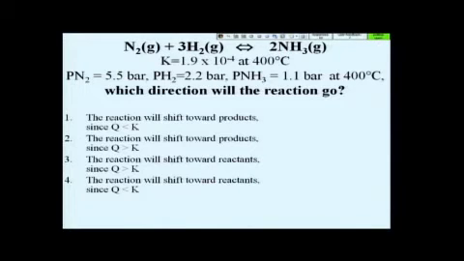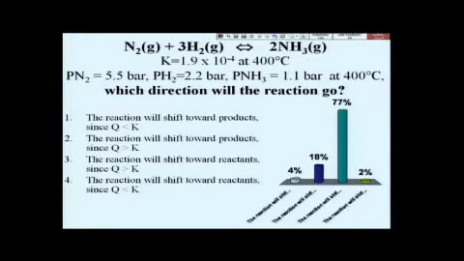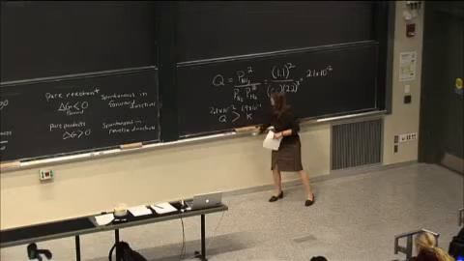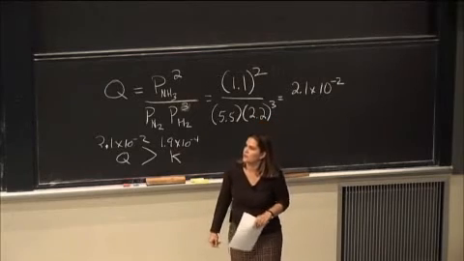So that's Q. And that's K. All right, 10 seconds. So 77%, pretty good. So Q is greater than K here.